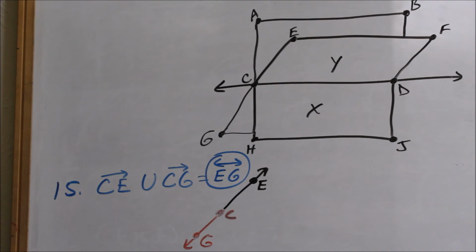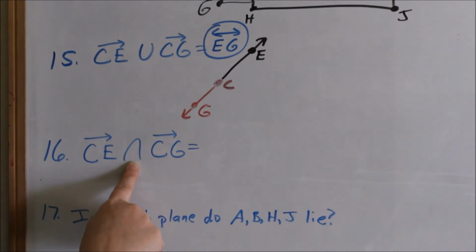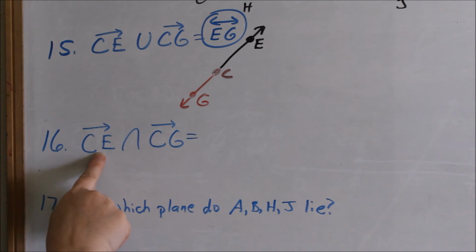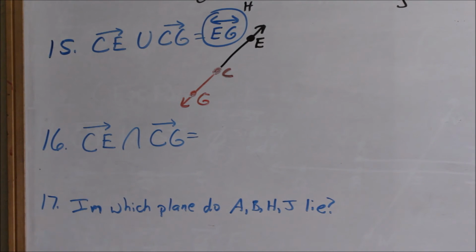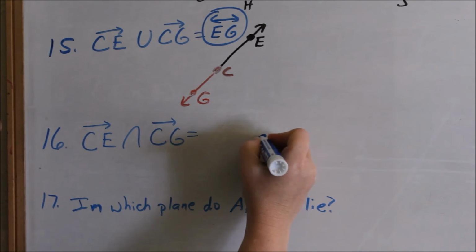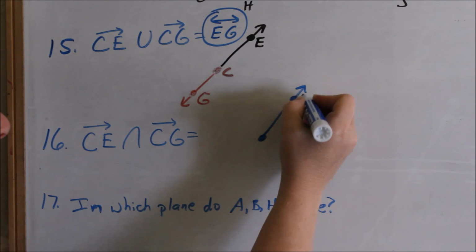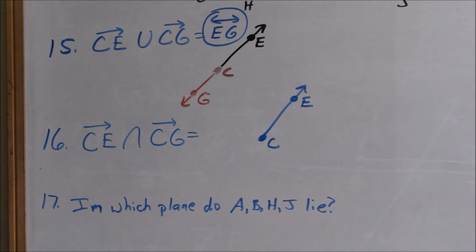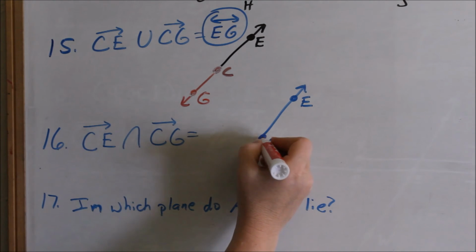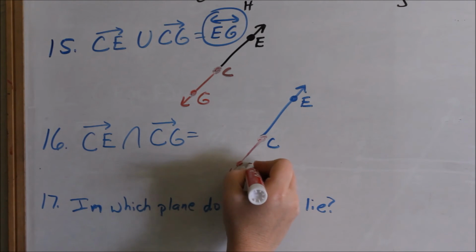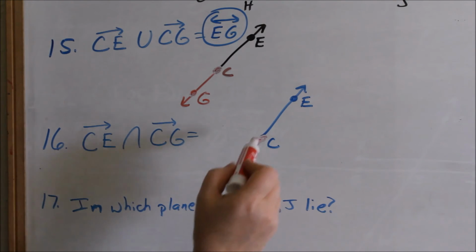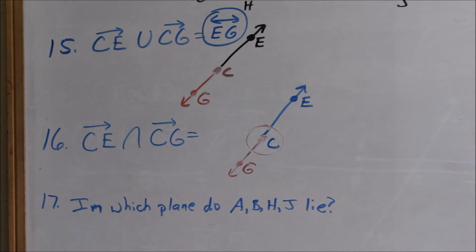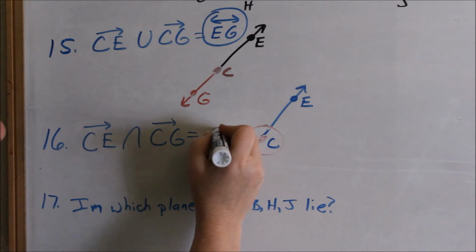Number 16, intersection. Intersection means meet or overlap. We want the intersection of ray CE and ray CG. So that's what we just drew. So if we drew CE, here's C, and then it goes up towards E. There's E, C. Now use a different color. It's always important to do different colors for intersection. CG, there's C, and there's G. Where do our colors meet or overlap? Right there at point C. So when you draw those two rays together, they intersect at point C.